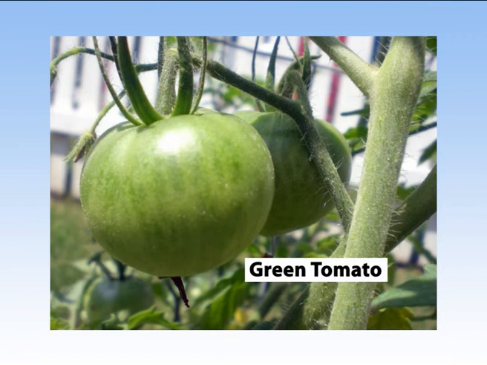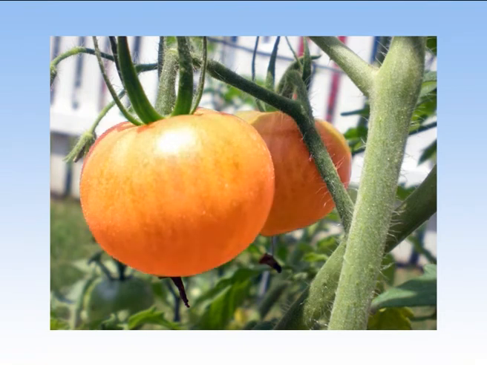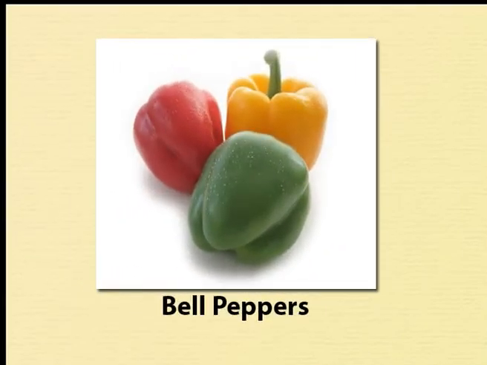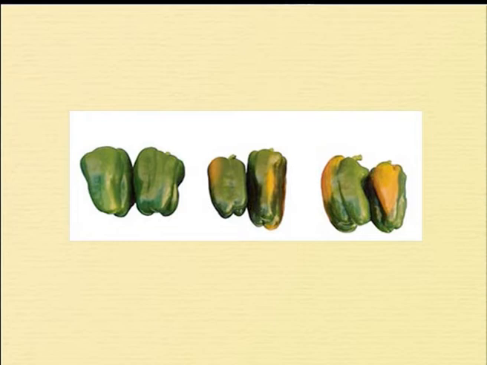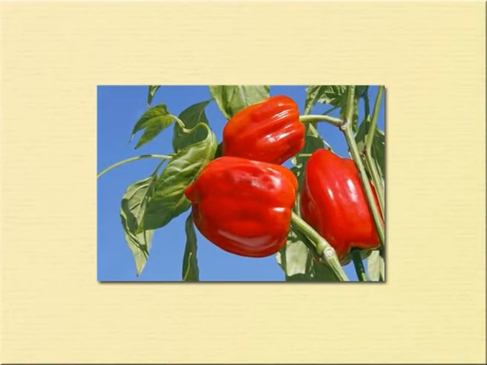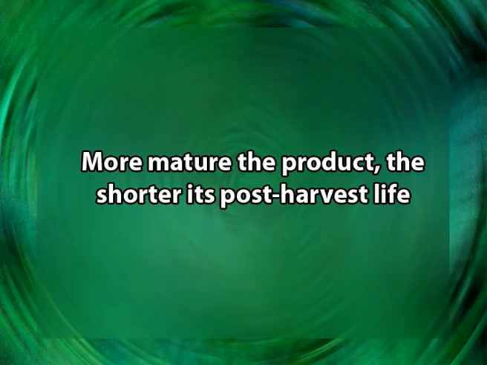Climacteric fruits such as tomato reach full red color even when harvested green. On the other hand, in non-climacteric fruits such as bell peppers, slight changes in color take place after harvest. Full red color is only obtained while fruit is attached to the plant. As a general rule, the more mature the product, the shorter is its post-harvest life.